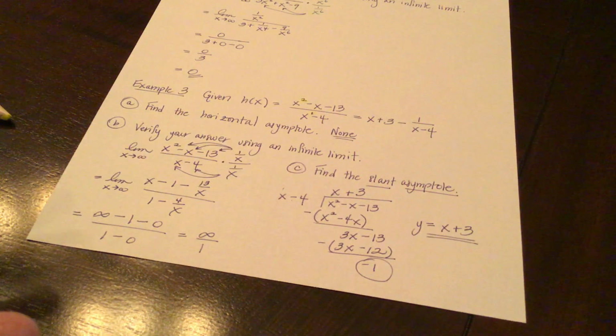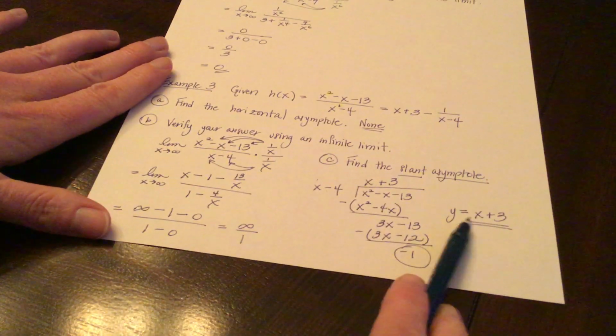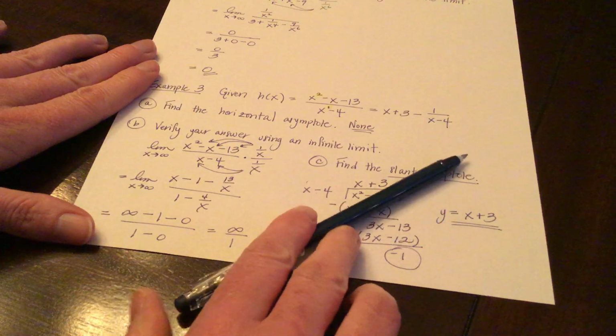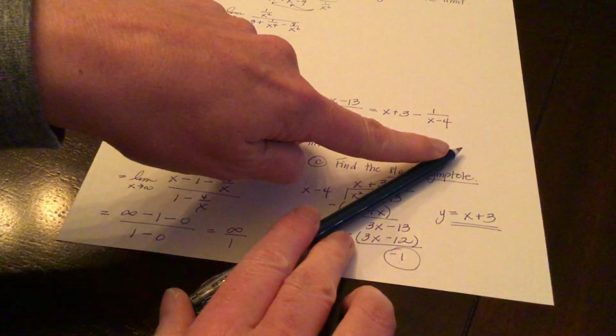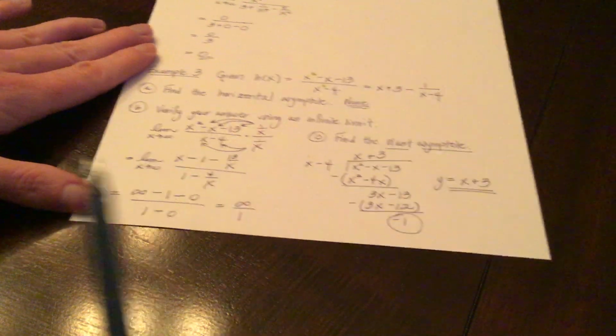I hope that makes sense. It also backs up what we found over here. If you think about y equals x plus 3, as it goes to the right, it goes up forever. And so that would back up your answer that you had over here.